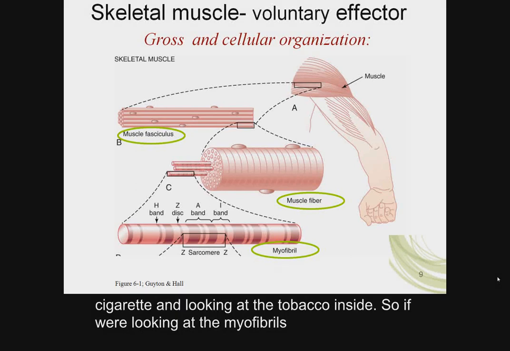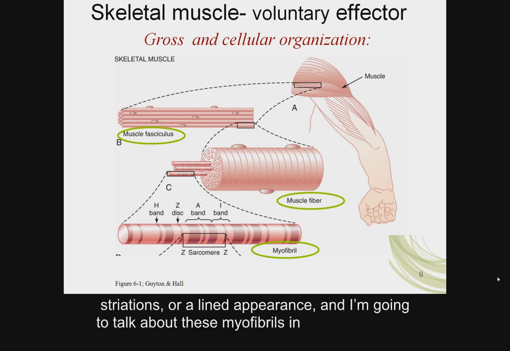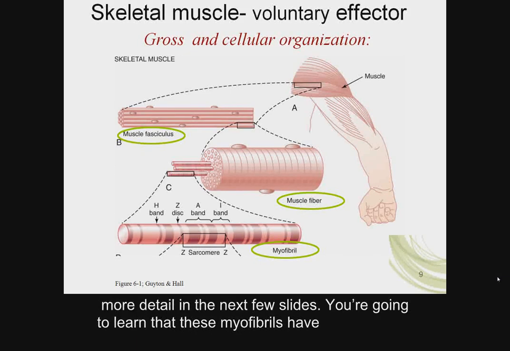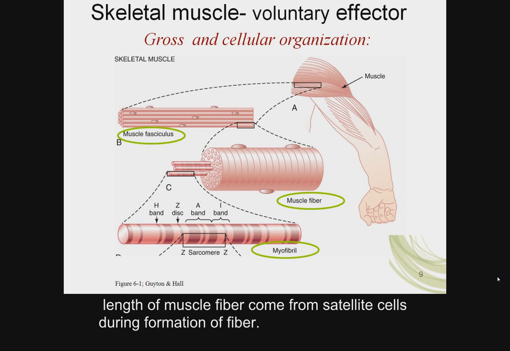So if we're looking at the myofibrils inside a muscle fiber, you'll notice, according to this picture, that there are striations, or a lined appearance. I'm going to talk about these myofibrils in more detail in the next few slides. You're going to learn that these myofibrils have this appearance due to the arrangement of myofilaments. Nuclei along the length of the muscle fiber come from satellite cells during the formation of the fiber.